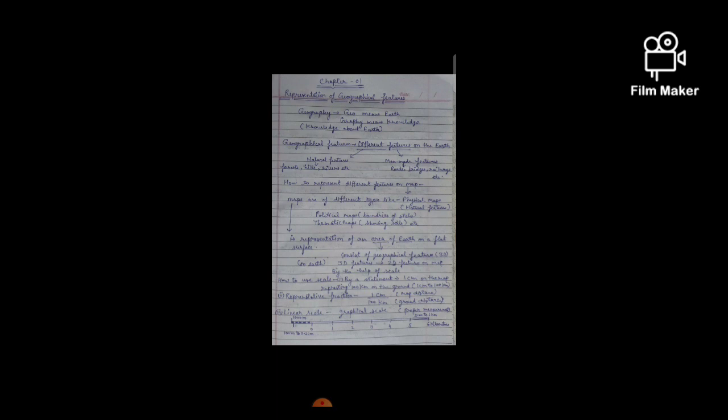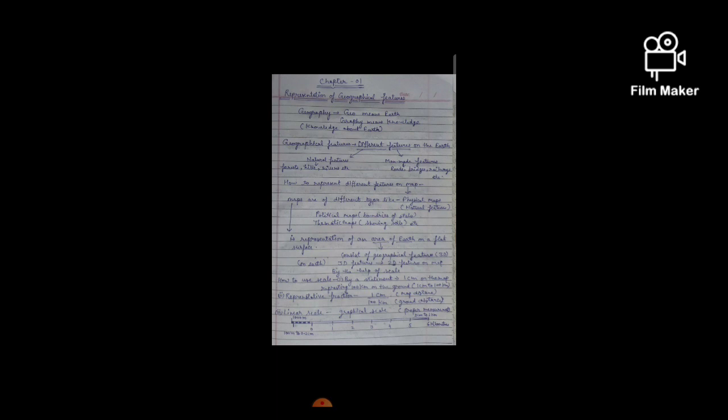The second method is representative fraction. In short, it is called RF. You will see it like this, given in the picture: 1 centimeter upon 100 kilometer. It means it is a fraction of map distance to ground distance. So 1 centimeter is the map distance and 100 kilometer is the ground distance. So it is called representative fraction, and it was the second type of using scale.